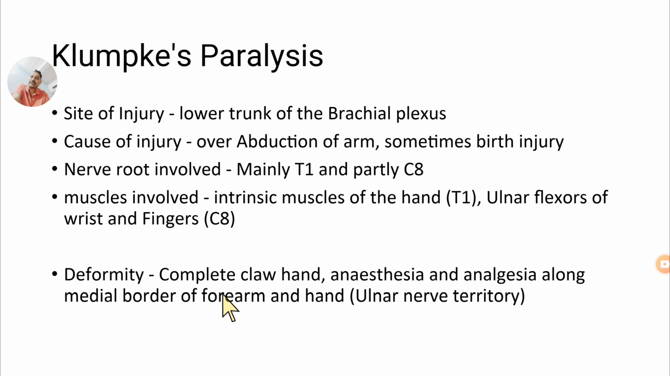What is the deformity produced because of this? It is the complete claw hand. It will lead to the complete claw hand because of the joining fibers of the other muscles, because the trunk is involved, and you will have similar fibers coming into the median nerve now as well. So a near complete claw hand will be observed in the Klumpke paralysis. There will be anesthesia and analgesia along the medial border of the forearm and the hand, that is supplied by the ulnar nerve. And remember, claw hand and Klumpke paralysis go hand in hand. If there is a lower trunk injury, you will have claw hand, and it mainly affects the ulnar nerve.